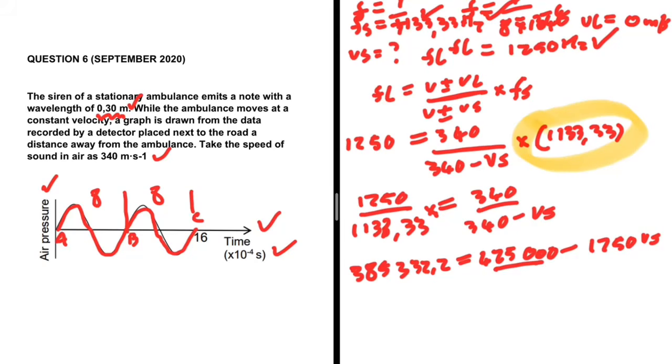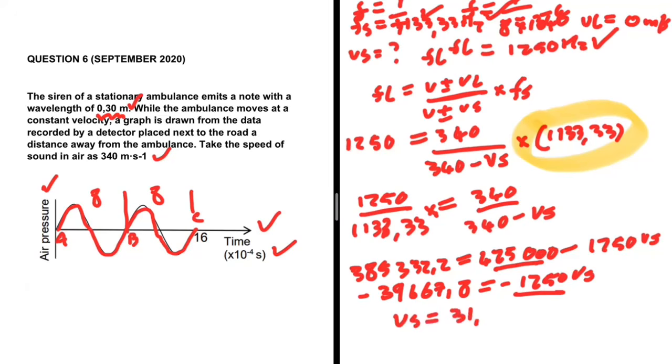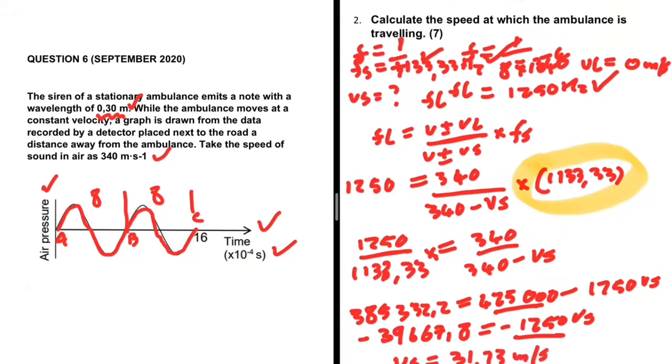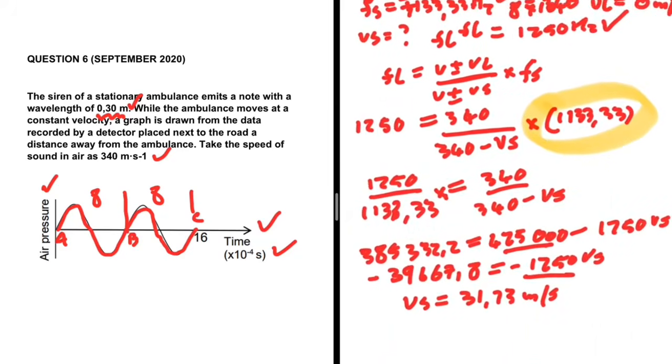So 385,000 332.2 minus 425,000. That is minus 39,667.8 being equal to minus 1250 VS. So I just need to divide both sides by the coefficient of VS. When I do that, I get VS being equal to 31.73 meters per second. That is the speed of the ambulance. I'll see you on the next video.